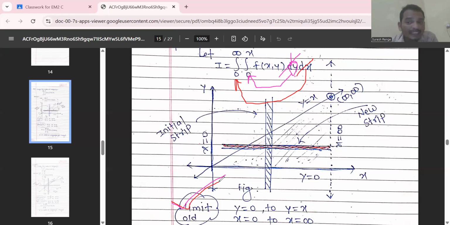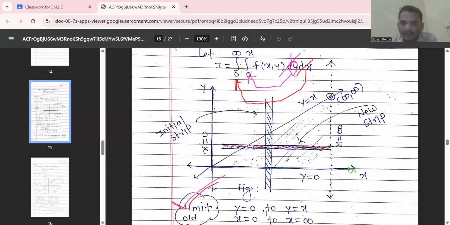We are able to find the limits of x and y; these are called the old limits, meaning limits from observation. From that observed limit, we sketch the region. What is y is equal to 0? Draw the line y is equal to 0.